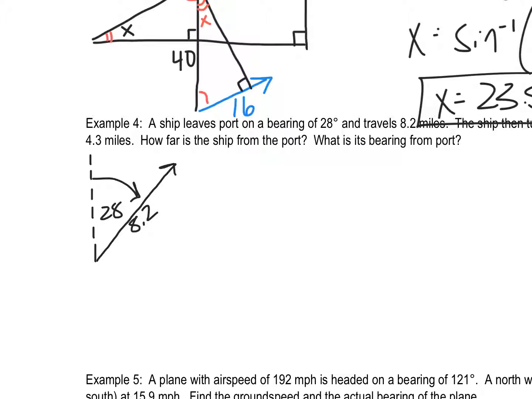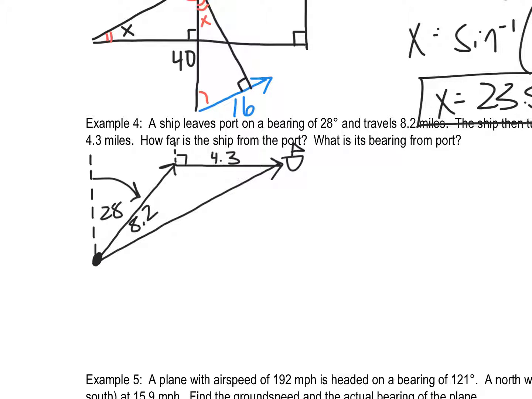Let's see, the ship then turns due east. So it goes perfectly to the right, this direction. So that means this is a 90-degree angle. Okay, just put that in there. And it travels 4.3 miles, so this is 4.3 here. And the question is asking us how far is the ship, which is now here, from the port, which was the starting point. So I can connect this triangle like so.